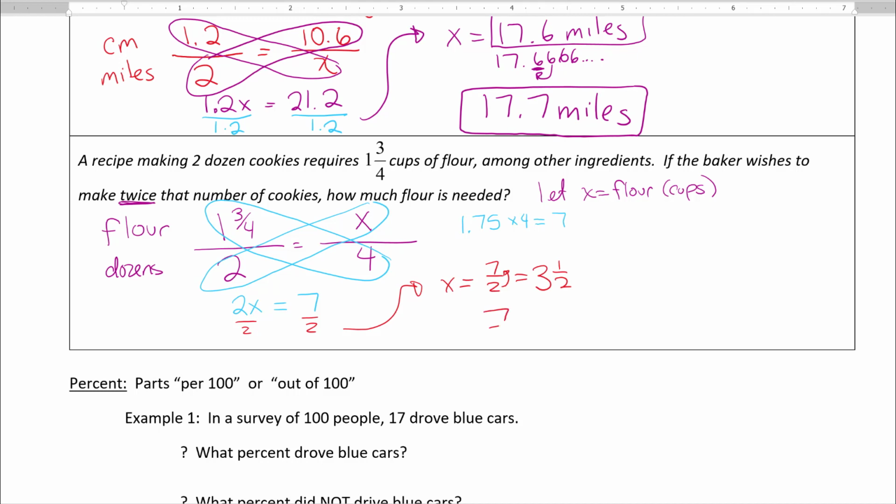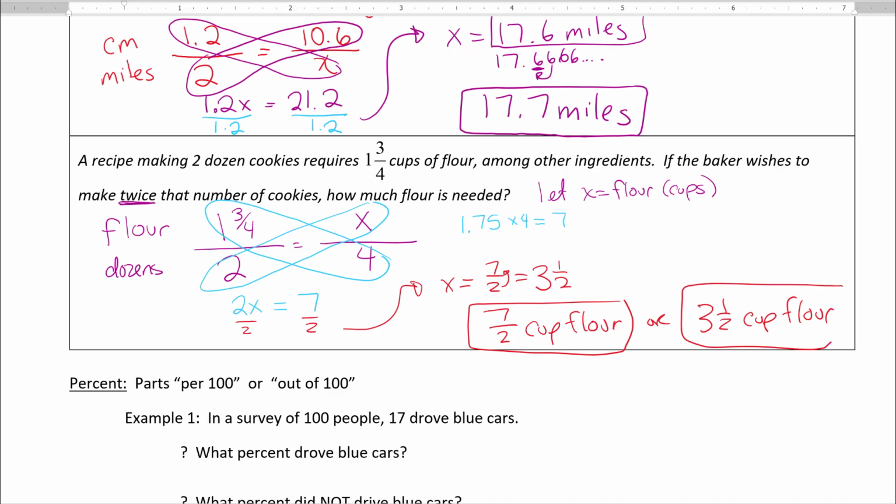So you could either write 7 halves cup flour, and that's a perfectly good answer, or you could write 3 1/2 cup flour. Now usually in baking or in cooking, you'd probably use 3 1/2, because you have to actually take your measuring cup and scoop 3 cups of flour, and then you have to take a half cup and get another one. So probably 3 1/2 might be preferred, but either one is fine.